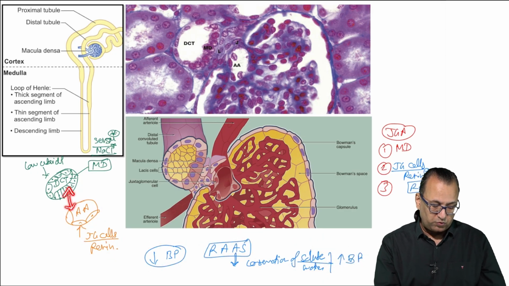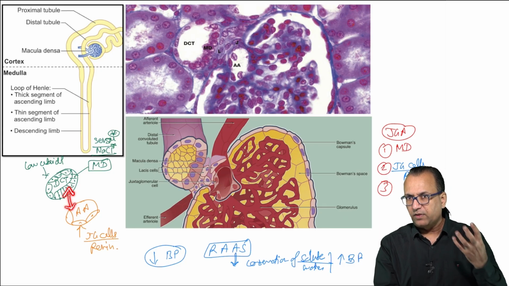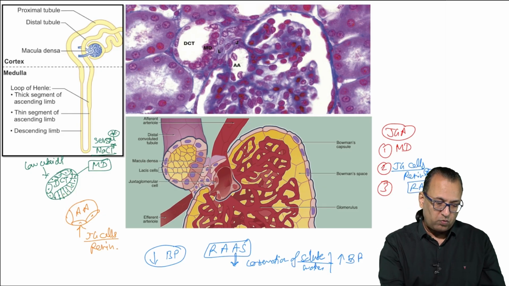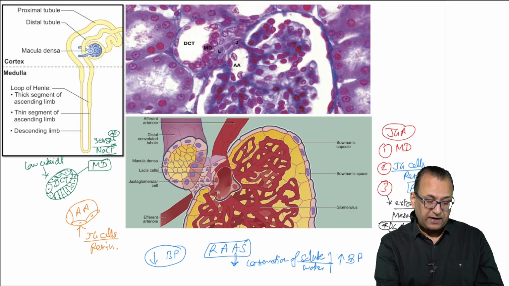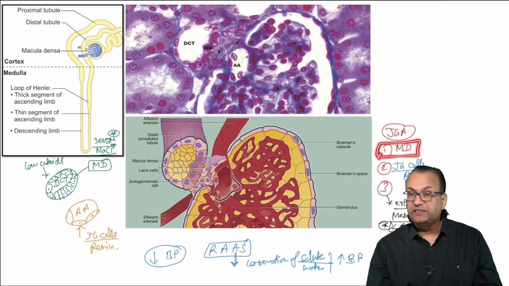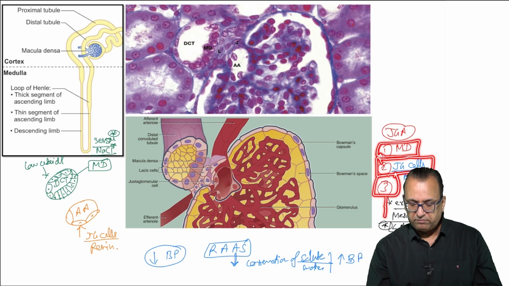But among the two, there is a communicating cell which is communicating the information from the DCT, the macula densa, to the JG cell, and this is number 3. As you are talking about number 3, it will be basically the extraglomerular mesangial cells, and they are called cells of Lacis. So you'll find number one, the macula densa in the DCT, number two, the JG cells in the tunica media of the afferent arteriole, and number three, you have the extraglomerular mesangial cell.